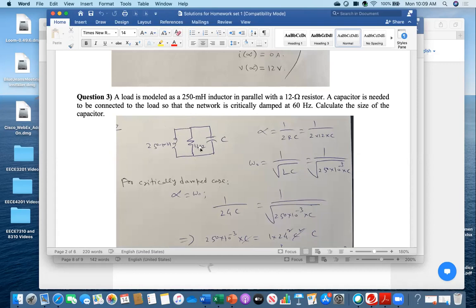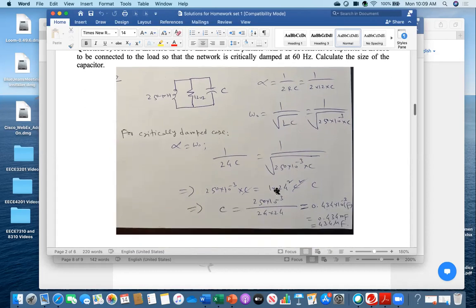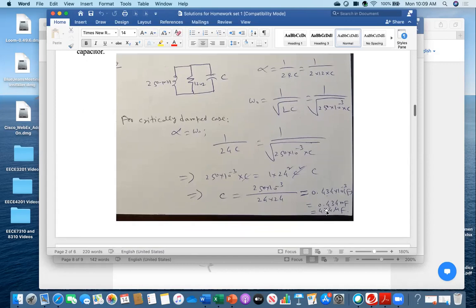So therefore, this is a parallel circuit. You find alpha, find omega naught, and because it clearly says critically damped case, this means alpha equals omega naught. You just equate those two and plug in the numbers, and you will get the C value: 0.434 millifarad or 434 microfarad. I just expressed it as 434 microfarad, but you can express it in farad or millifarad, no problem.